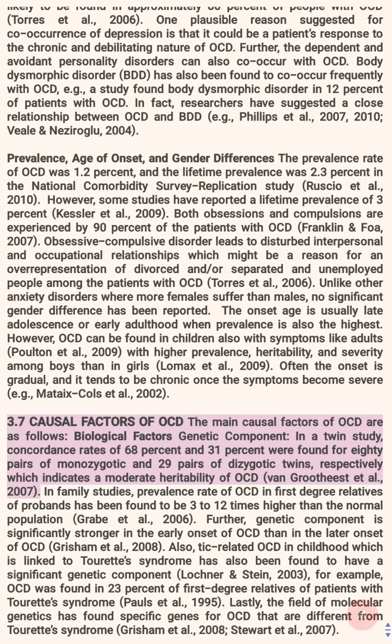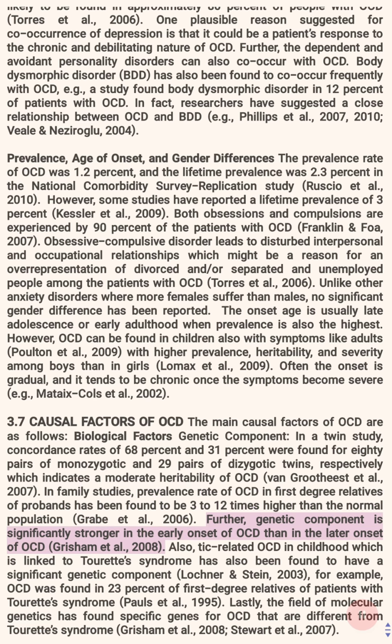3.7 Causal Factors of OCD. The main causal factors of OCD are as follows. Biological factors. Genetic component. In a twin study, concordance rates of 68% and 31% were found for 80 pairs of monozygotic and 29 pairs of dizygotic twins, respectively, which indicates a moderate heritability of OCD, Van Grootheest and others, 2007. In family studies, prevalence rate of OCD in first-degree relatives of probands has been found to be 3 to 12 times higher than the normal population, Grabe and others, 2006.